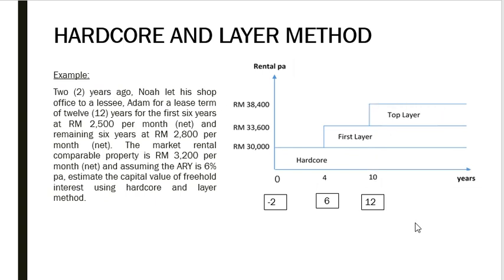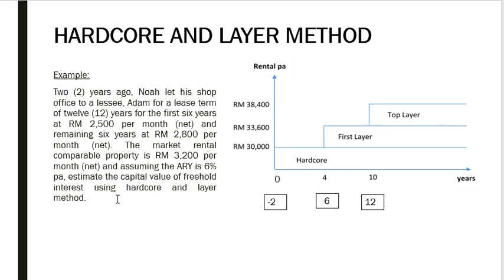However, because we are doing the hardcore and layer method, instead of cutting the cake into pieces like first term, second term, and reversion, we are doing it layer by layer. So the bottom layer is the hardcore layer, the second one would be the first layer, and of course the top one would be the top layer. Okay, so let's have a look at the example.